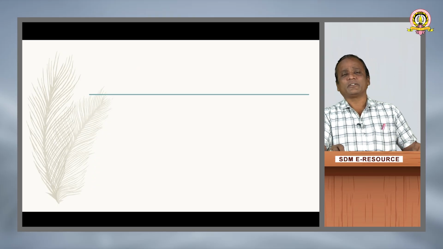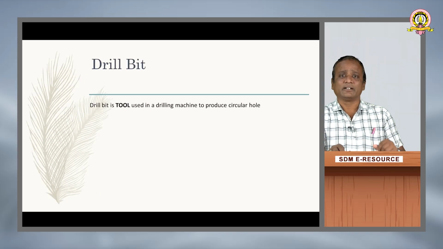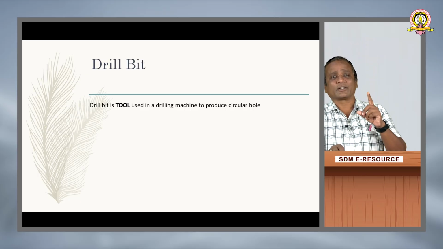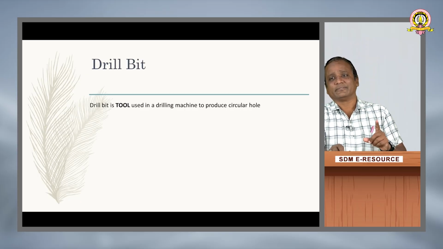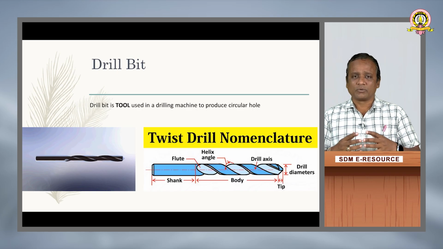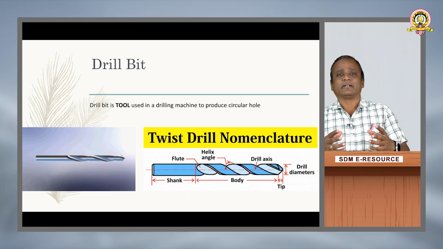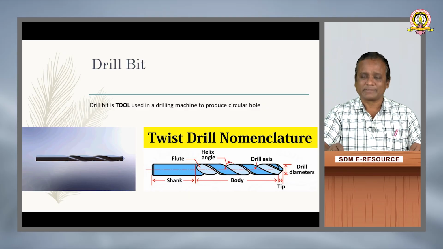Now try to understand what this drill bit is and how it looks. As I said, a drill bit is one such tool used to produce a circular hole in drilling. The drill bit looks somewhat like this. If I have to select the bit, how do I do this? That depends on these parameters.